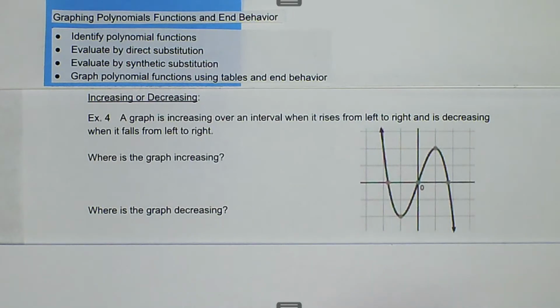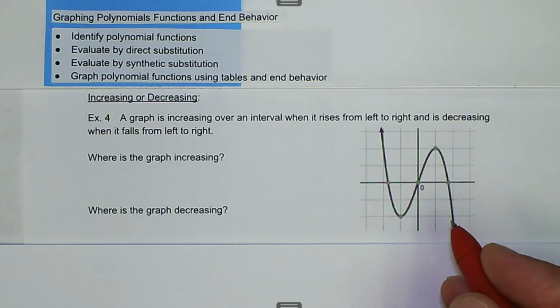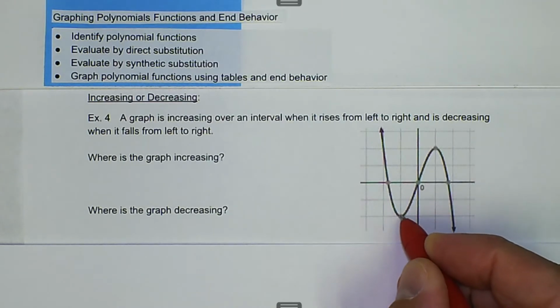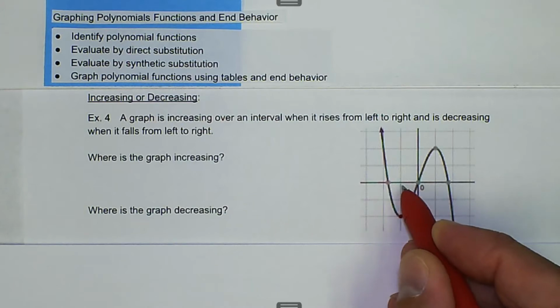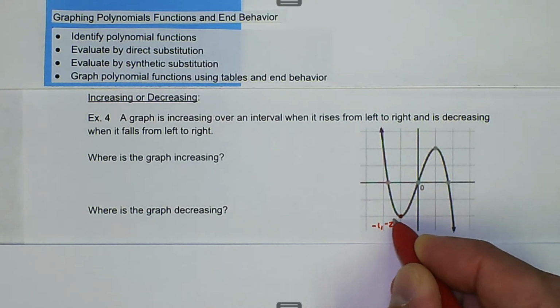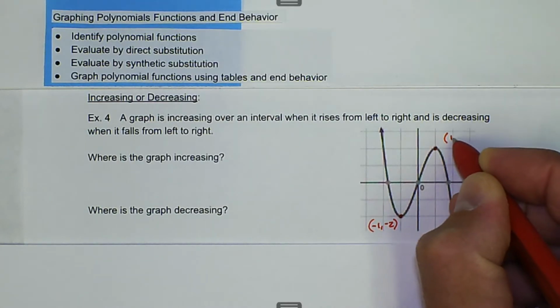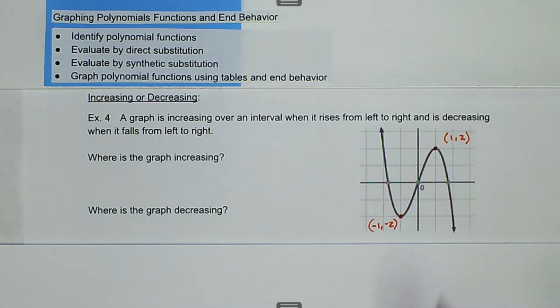So we want to say, where is this graph increasing and where is this graph decreasing? So we want to find the points of inflection, or the local minimums and maximums. And in this case, we have two of them. So we have one right here, which is -1, -2. And we have one right here, which is 1, 2. So those are going to be the points where our graph changes from increasing to decreasing.